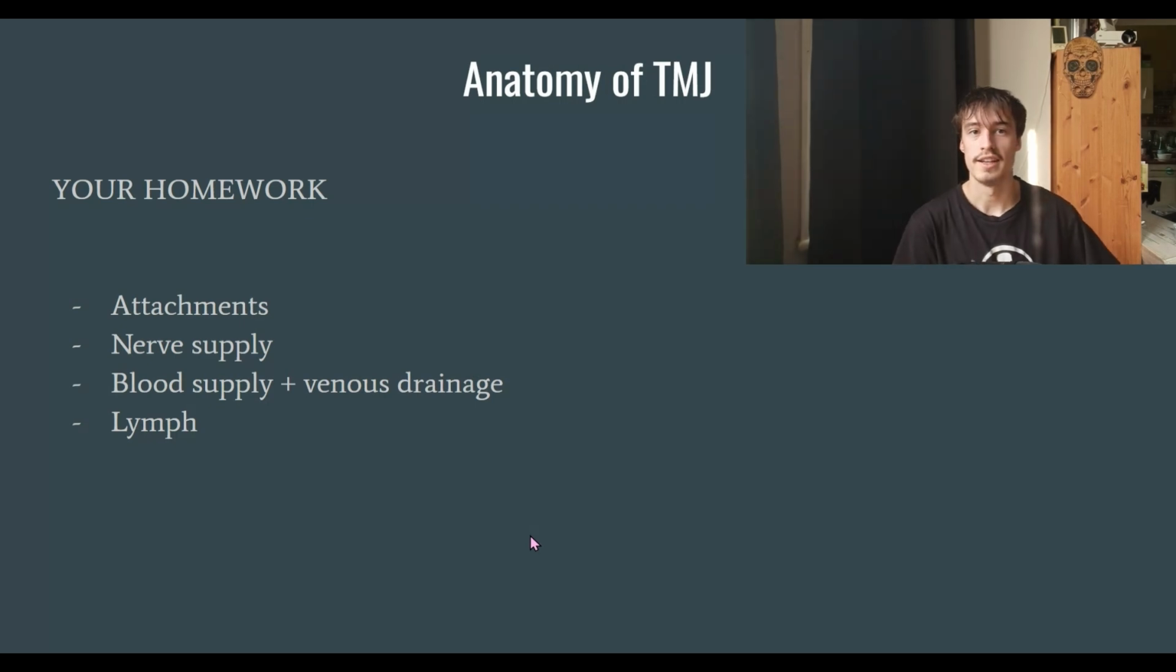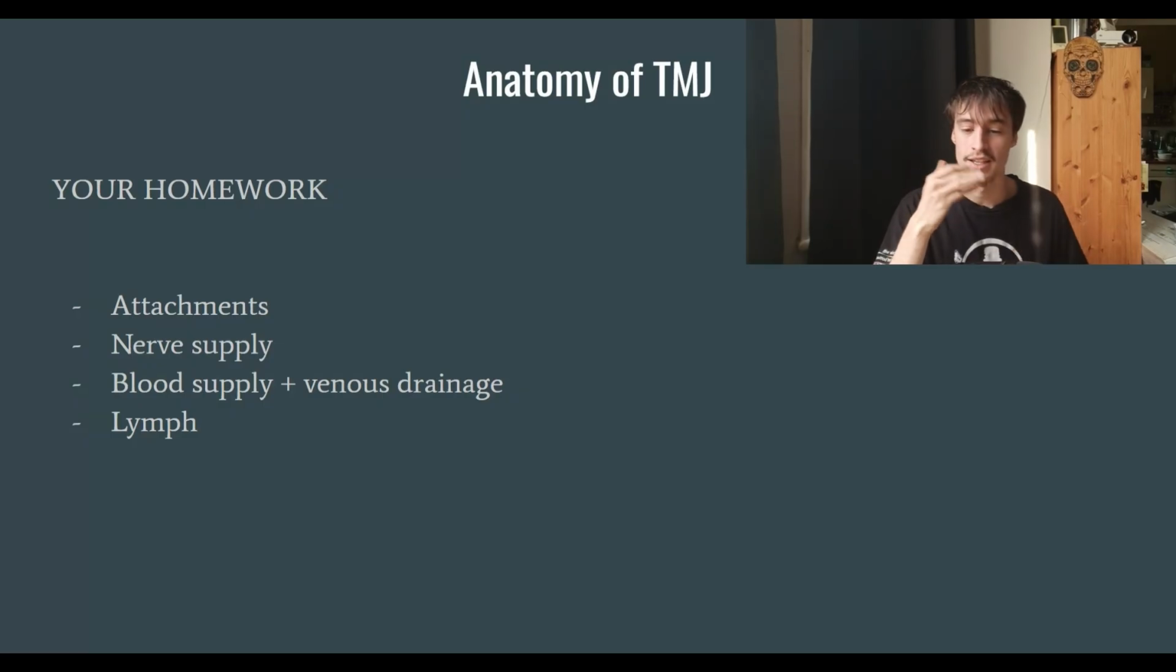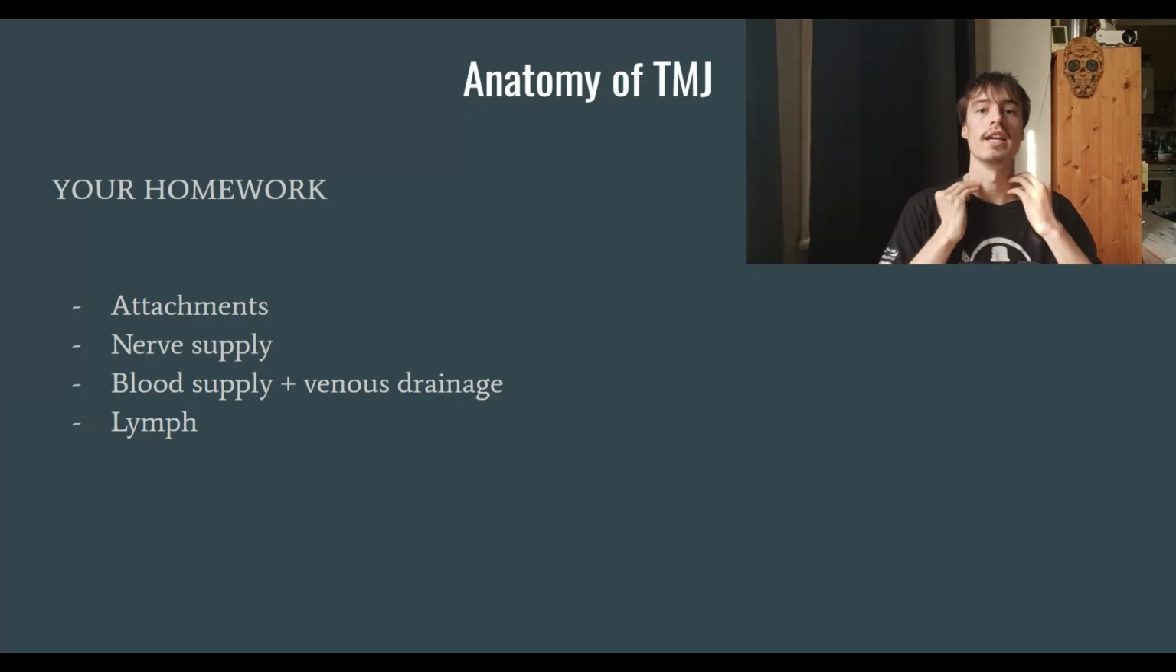So that's it for the anatomy. I want to keep things quite short. Your homework, should you choose to do it, is to look at the attachments of the main muscles: the masseter, medial and lateral pterygoid, temporalis, and if you're really feeling it, go for digastric as well. Nerve supply to those muscles, always important. Blood supply, venous drainage, and if you're really quite eager, have a look at the lymph. See if you can look at where the nodes may be, how you can locate them. That'd be quite useful as well.